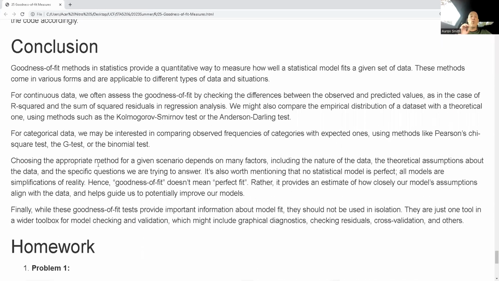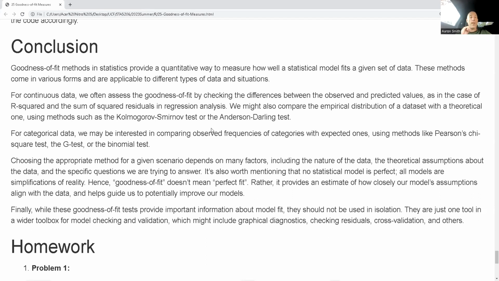So, in conclusion, goodness of fit measures in statistics provide a quantitative way to measure how well a statistical model fits a given set of data. These methods come in various forms and are applicable to different types of data and situations. For continuous data, we often assess the goodness of fit by checking the difference between observed and predicted values, as in the case of R squared and the sum of squared residuals in regression analysis. We might also compare the empirical distribution of a data set with a theoretical one using methods such as the KS or Anderson-Darling test.